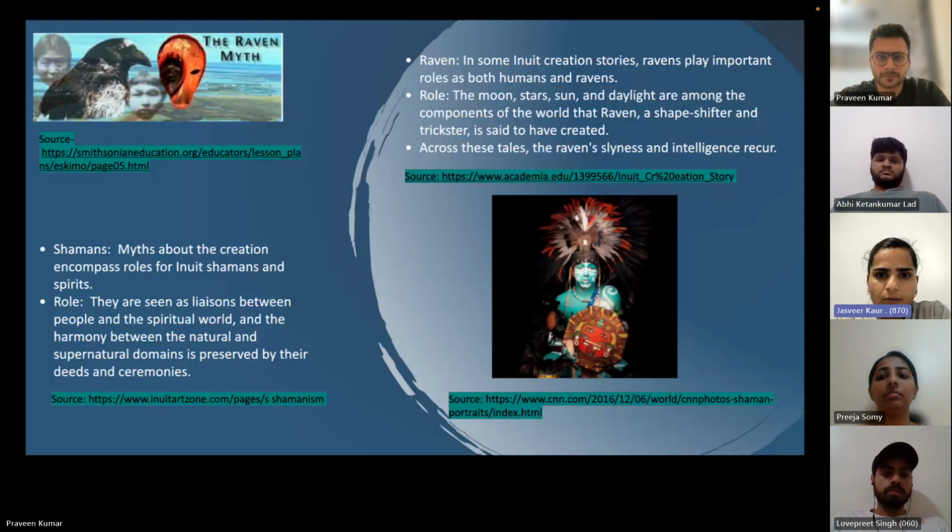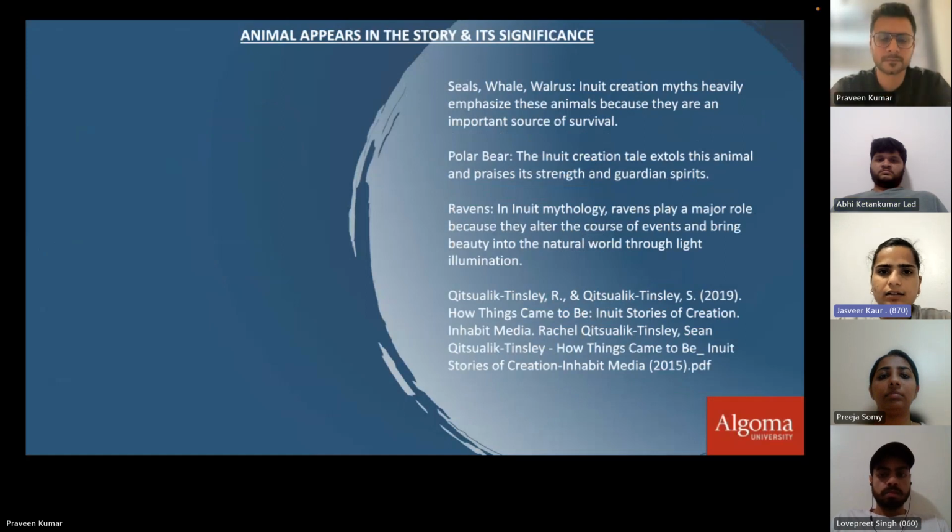Next, I want to talk about animals like the seal, whale, and walrus, which are a part of survival for humans and a part of Inuit creation. They provide food as well as help in manufacturing tools. The polar bear is known as a guardian spirit and also for its strength. As for ravens, they represent a major figure because it is said that they created the natural world and filled it with light through their illuminating power.